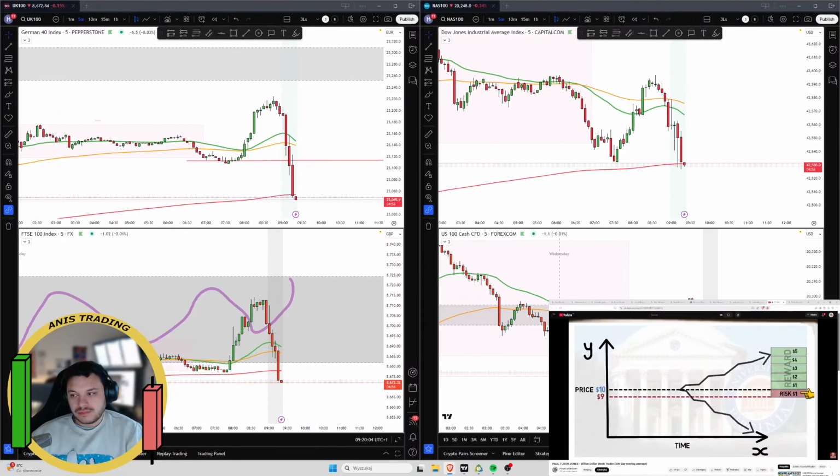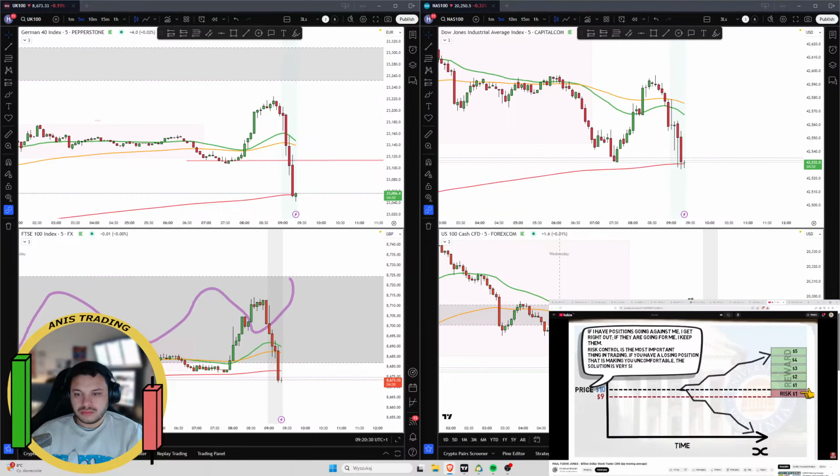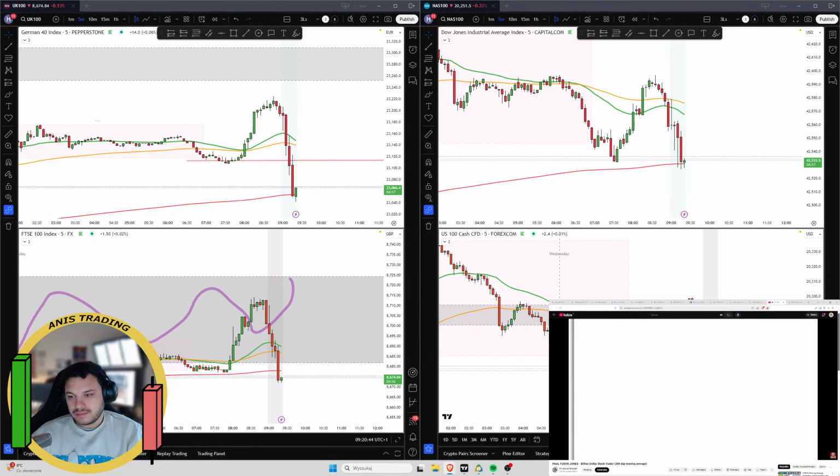Jones says, if I have positions going against me, I get right out. If they are going for me, I keep them. Risk control is the most important thing in trading. If you have a losing position that is making you uncomfortable, the solution is very simple. Get out, because you can always get back in. Applying Jones' risk-reward concept and combining it with the 200-day moving average rule is fundamental to his method. Let's apply this method to the market crash we saw starting in February this year.